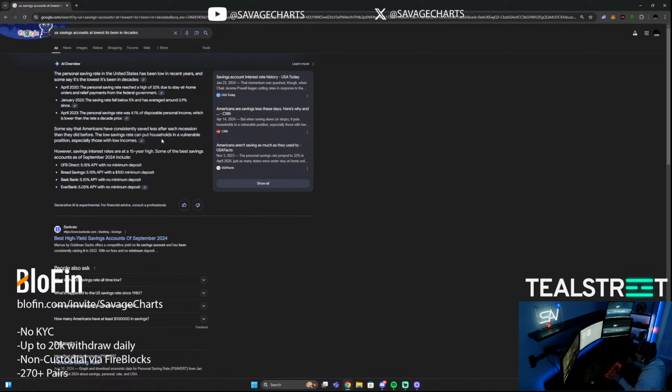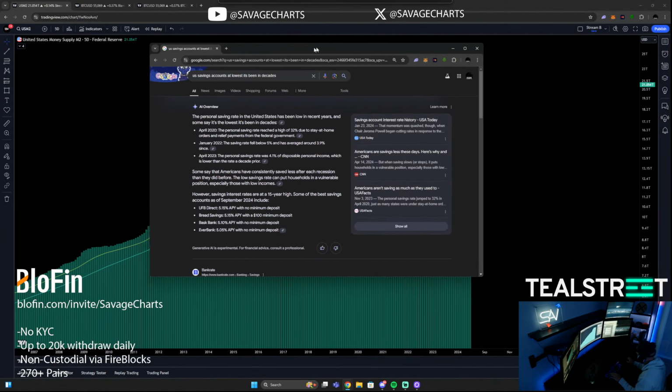Save less after each recession than they did before. The low savings rate can put households in a vulnerable position, especially those with low incomes. It says, however, savings interest rates are at a 15-year high. But savings interest rates are at a 15-year high, fam, and people's savings are at decades low. Okay, the lowest they've been in decades, right here. There are articles out there, right here.